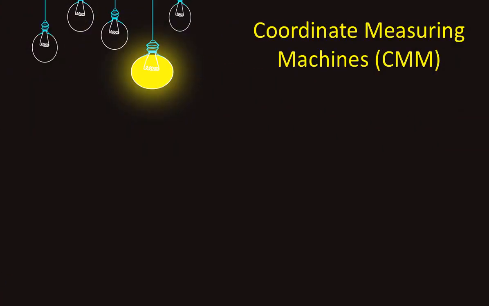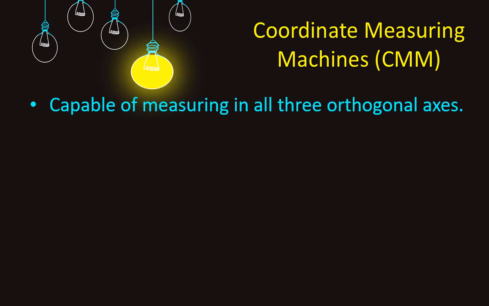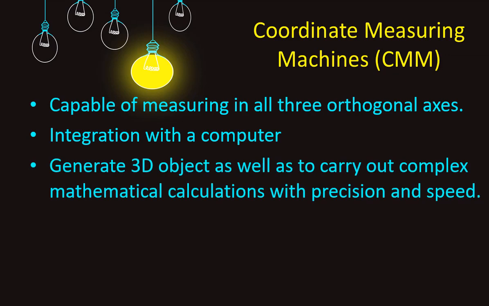Next and very important topic is coordinate measuring machines, also known as CMM. CMM is capable of measuring in all three orthogonal axes. We know that the orthogonal axes are the X, Y and Z axes. It is integrated with a computer, and you can compare it with a CNC machine. It can generate 3D objects as well as carry out complex mathematical calculations with precision and speed. So these are the uses, or you can say the advantages, of CMM.